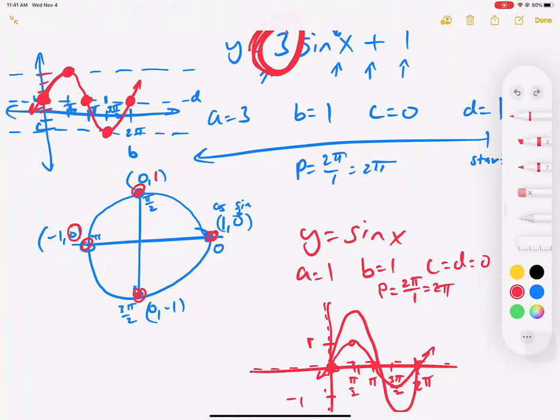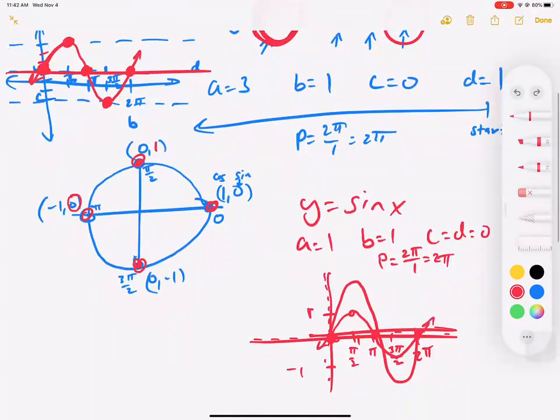What did the D do to my graph? Remember the D value here? That shifted the graph. Instead of at 0, it moved everything up by 1. So the graph is now, look, it's one space higher than it should have been. Everything else was the same. B was 1, the period was 2 pi. We stopped at 2 pi for both graphs.